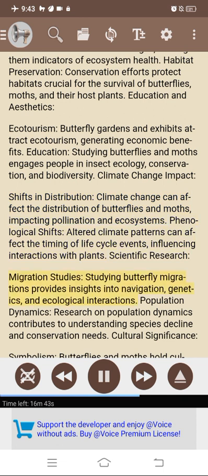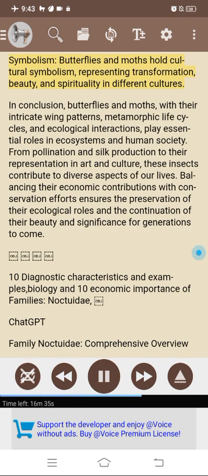Scientific research. Migration studies. Studying butterfly migrations provides insights into navigation, genetics, and ecological interactions. Population dynamics. Research on population dynamics contributes to understanding species decline and conservation needs. Cultural significance. Symbolism. Butterflies and moths hold cultural symbolism, representing transformation, beauty, and spirituality in different cultures.